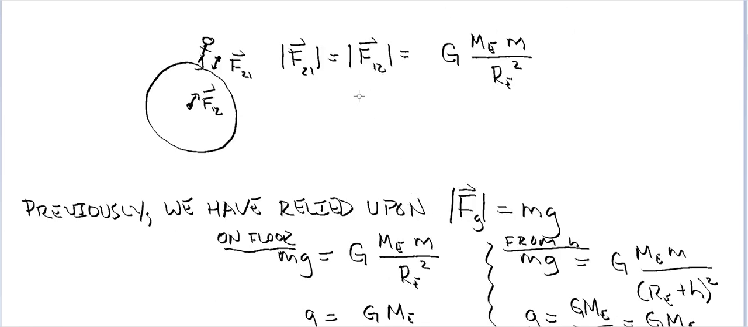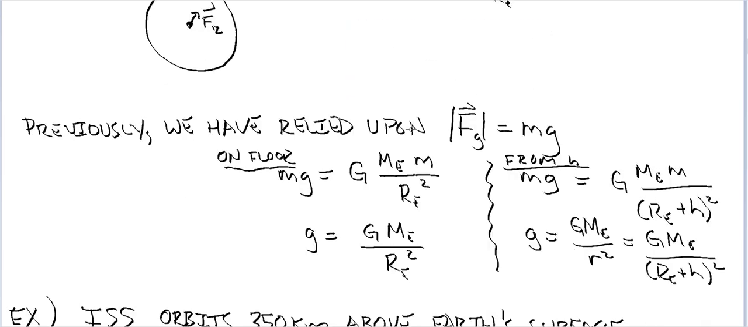And so the gravitational force between them is such. But remember, previously we've said that the gravitational force goes as mg, and it's worked very well in our labs. If the object is placed on the floor, we have said previously that the floor needs to exert a normal force upwards to balance mg to keep this thing in equilibrium.